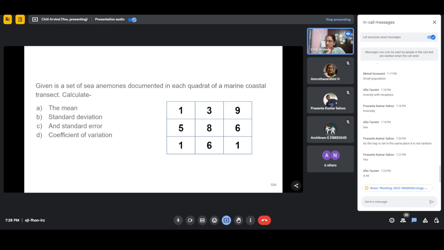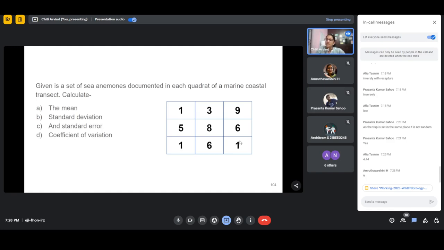Now your standard deviation is basically the summation of x minus x bar, divided by n, right? So x in this case is every observation, which is your 1, 3, 9, 5, 8, 6, 1, 6, 1. What you have to do is subtract each observation by the mean, which is what you calculated, and summate that and divide it by the total number of observations. What are the total number of observations here? 9. Correct. So you have a summation of x minus x bar divided by 9.